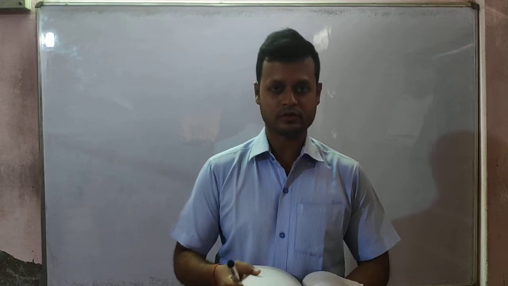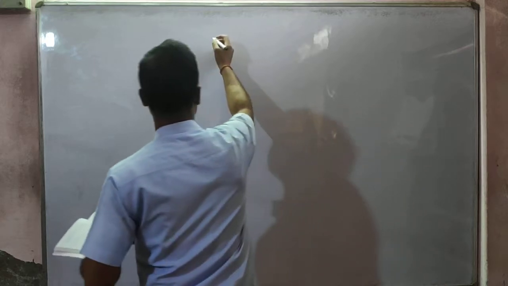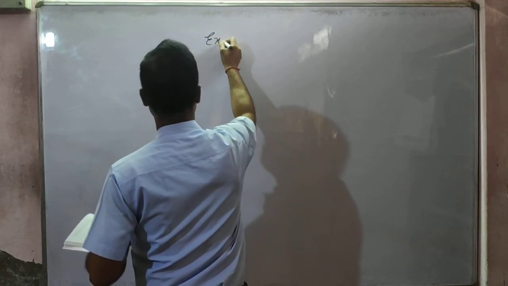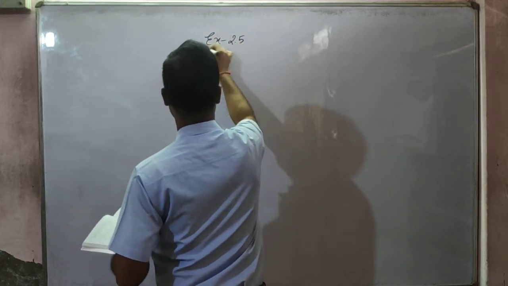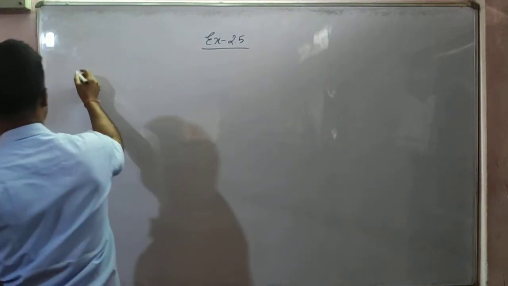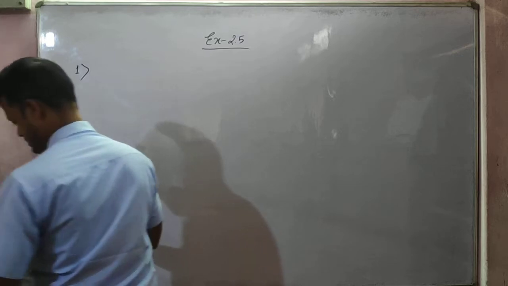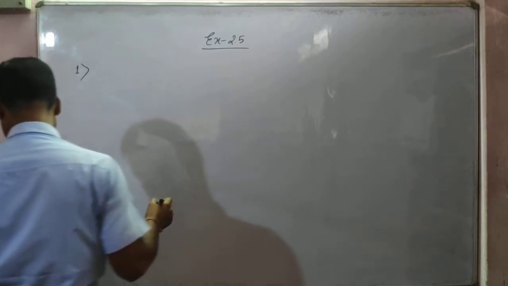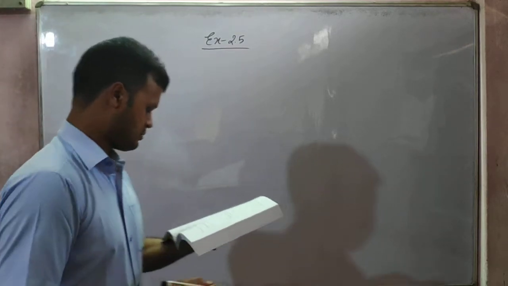So today students we will continue with exercise 2.5, all the activities we have discussed. So let us continue with exercise 2.5, number 1. Students, use suitable identities to find the following products.